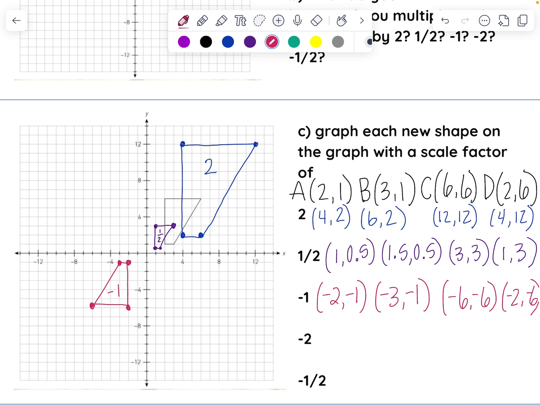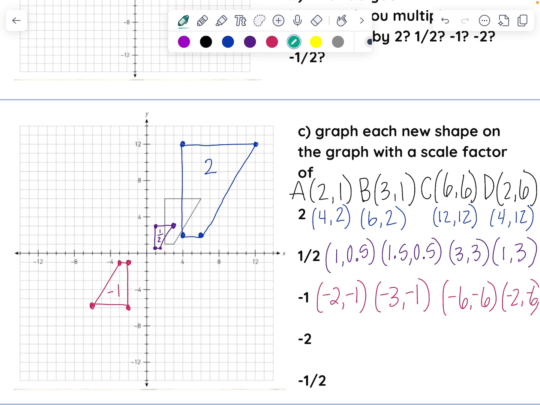Now, if you notice, the size of our original shape didn't change, but it did get turned around, right? So it looks like it almost went around that origin point, the point 0, 0. We'll have to explore that more.